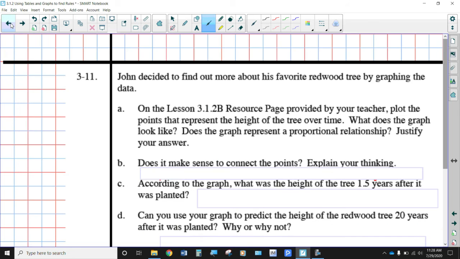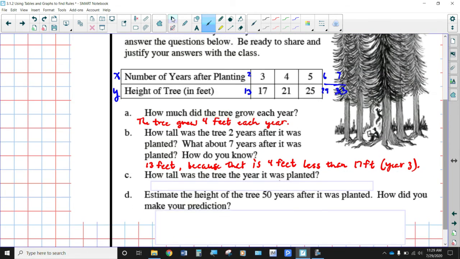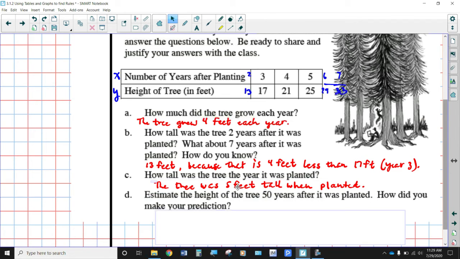So we can come back, answer the last couple of questions. How tall was the tree the year that it was planted? We're saying it would have been 5 feet tall. Now, this is assuming that the tree is growing at the same rate each year. But if you look at the measurements for year 3, year 4, and year 5, it is pretty consistent how it's growing by 4 feet per year. It's not like it grew 5 feet this year and then 3 feet that year. There's a consistent growth there.